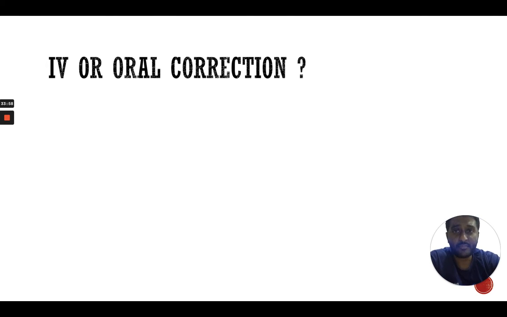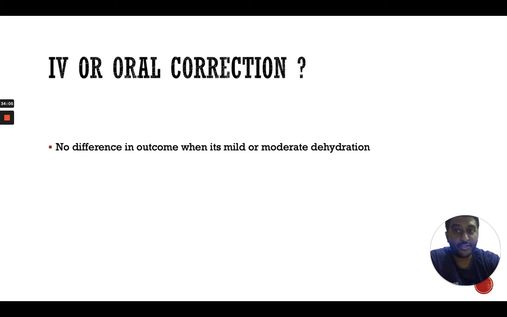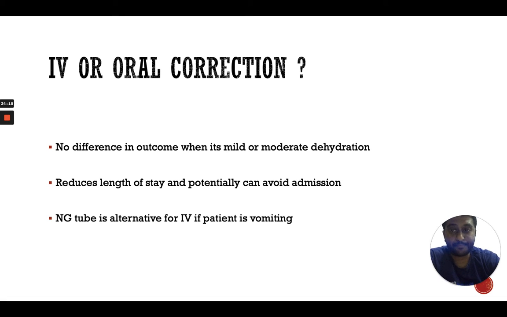Okay. So then the replacement, IV or oral, what do you want to do? There's no difference in outcome when it's mild or moderate dehydration. In severe dehydration, IV seems to be doing well, because it has to be given slowly and closely monitored. Oral actually reduces length of stay and potentially can avoid admission. And an NG tube is an alternative to IV if the patient is persistently vomiting, but it's not commonly used locally.